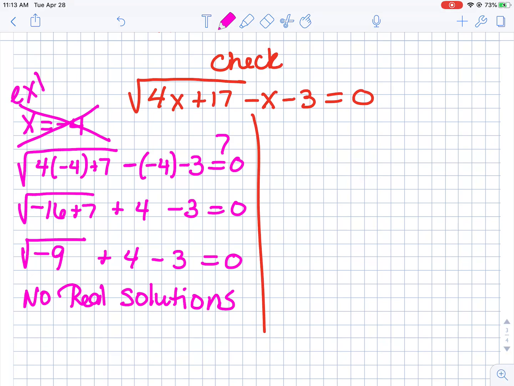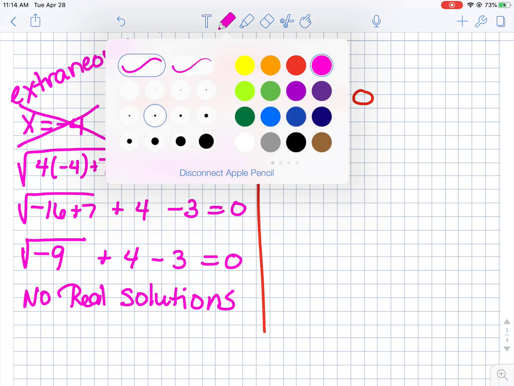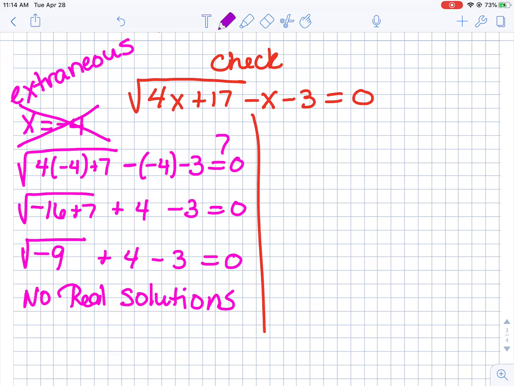And the word is extraneous. It was a product of us doing some algebra to the original. It was produced by originally messing around with the equation at the beginning. So let's check the other one. We could possibly have no solution to the whole thing. So the next thing we believe was the answer was x = 2. So then I'm going to go 4 times 2 plus 17 minus 2 minus 3 equals 0.